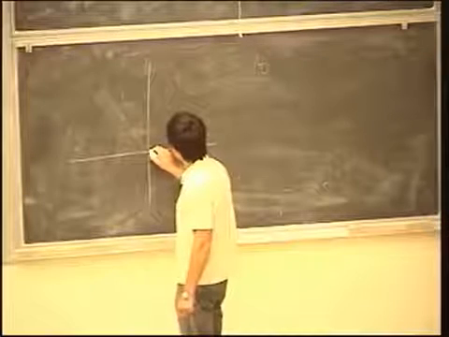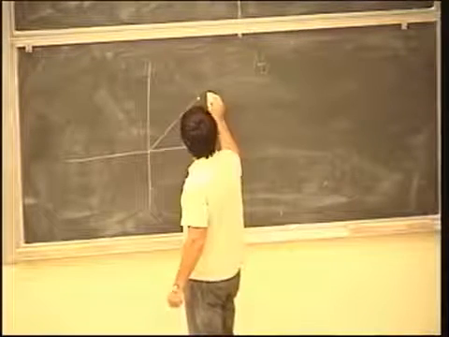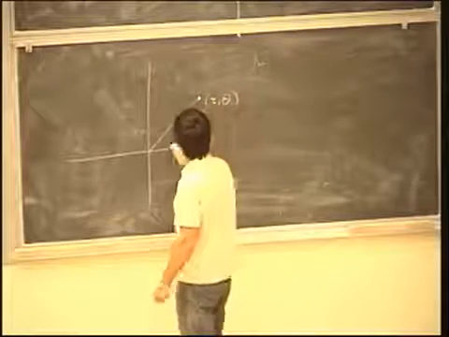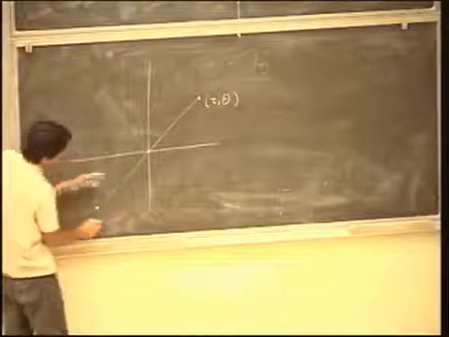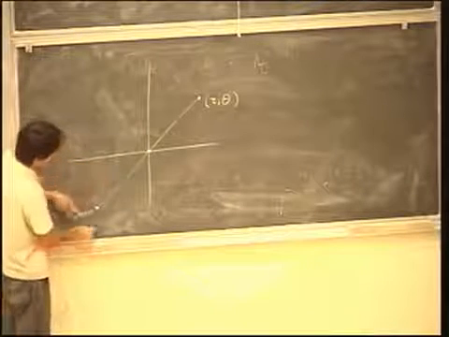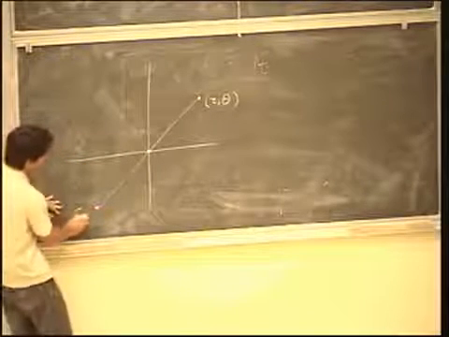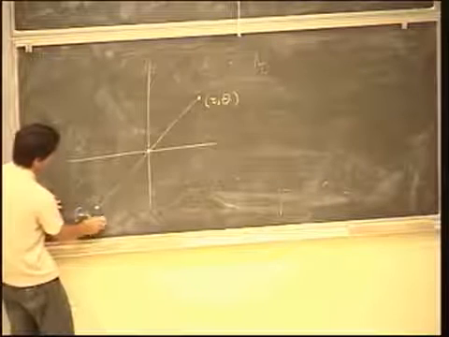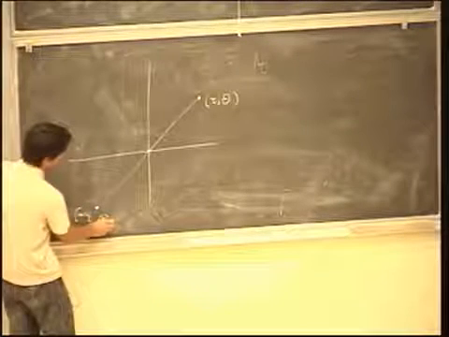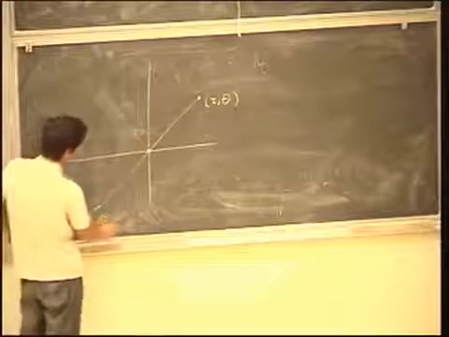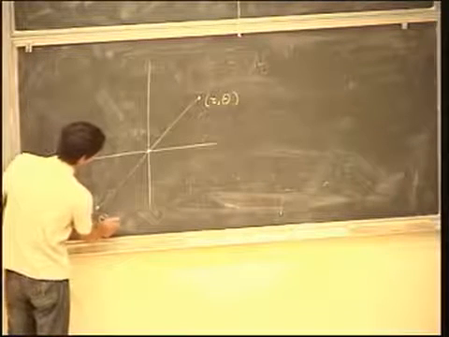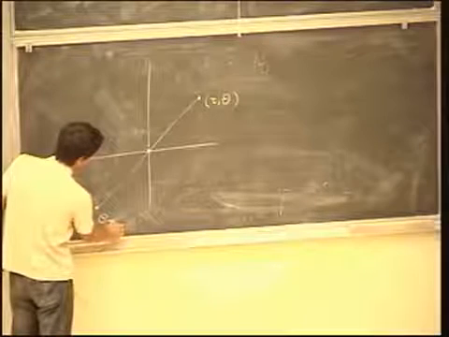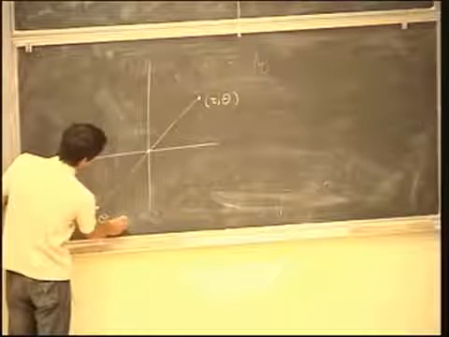that if you have a point like this, r theta, then its mirror image, the point which is obtained on the other side of this line, will be called minus r theta plus pi, right?